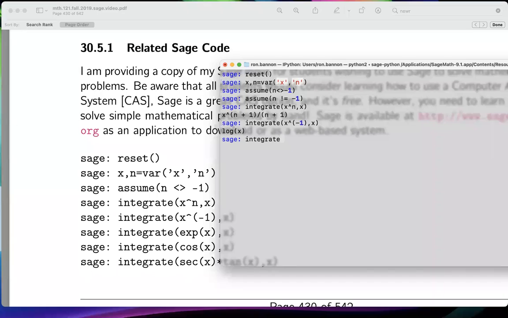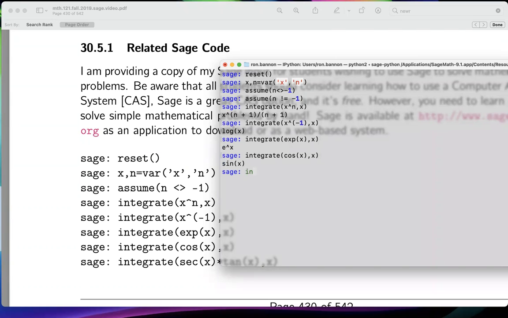All right, integrate. What are we integrating? E to the X, with respect to X. E to the X. We were expecting that. Integrate cosine. Find the antiderivative with respect to X. Sine X. And you could do this game all day long, including really difficult ones.